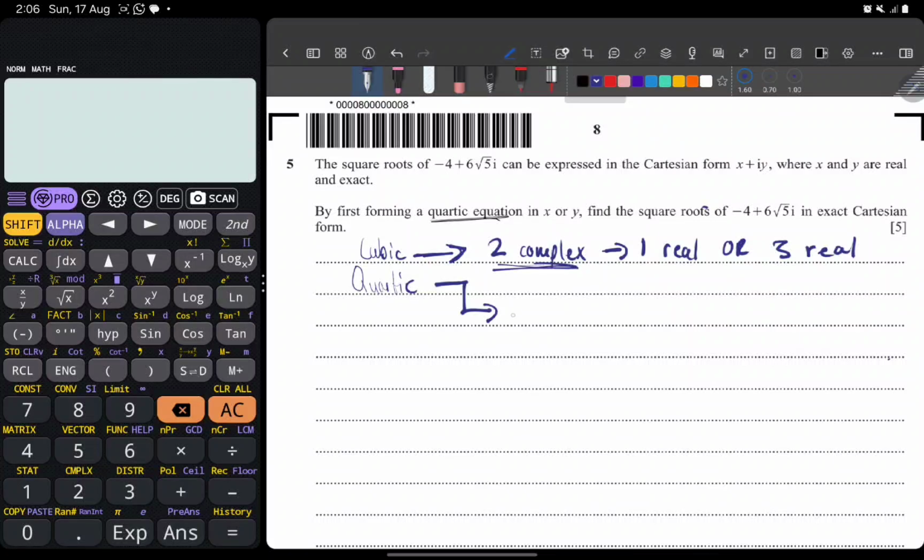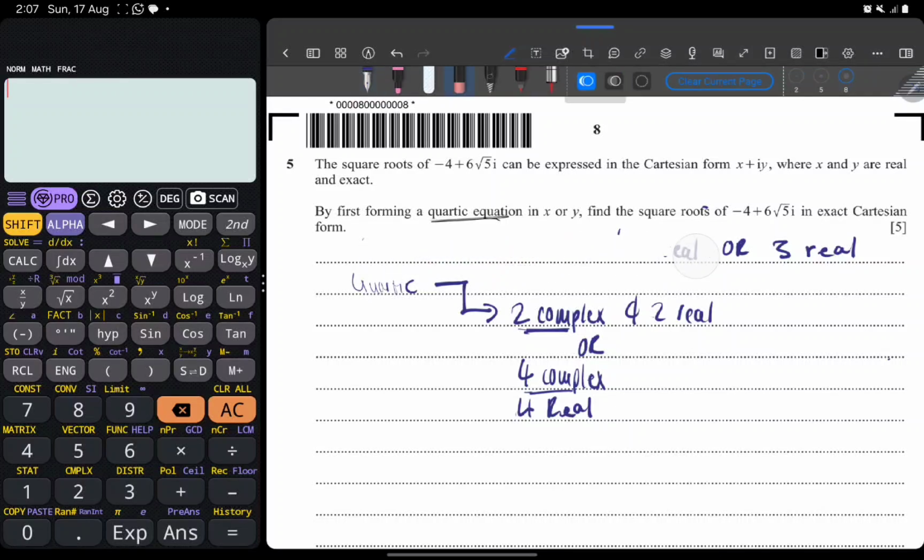For quartic, remember, quartic will have 4 solutions. You have an x to the 4. So you have 2 complex and 2 real, or you are going to have 4 complex, or you are going to have 4 real. This is what you're going to have. So complex can only be 2 or 4. And for 4 real, that means there would be 0 complex. Either way, these are just the numbers of things, but we don't need to know.